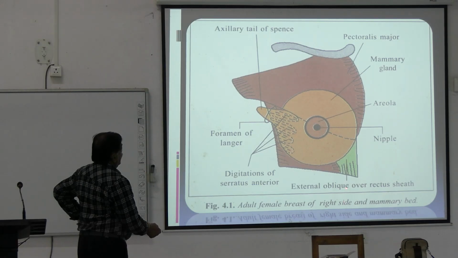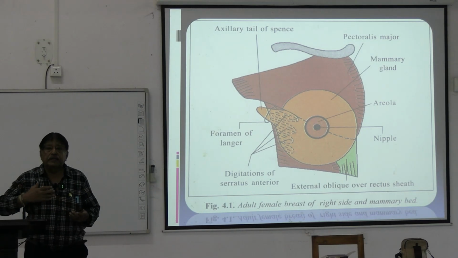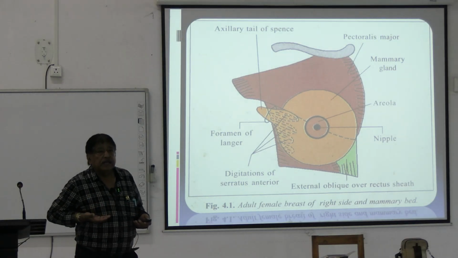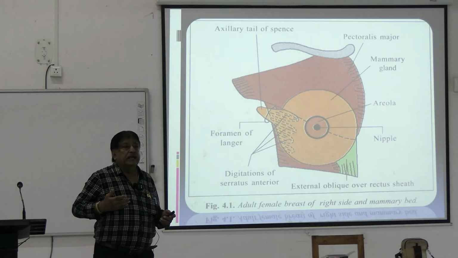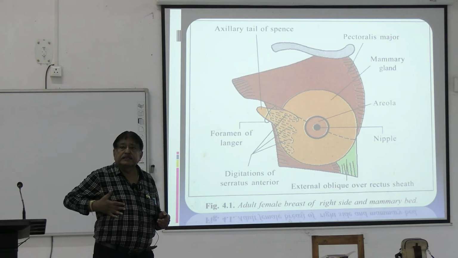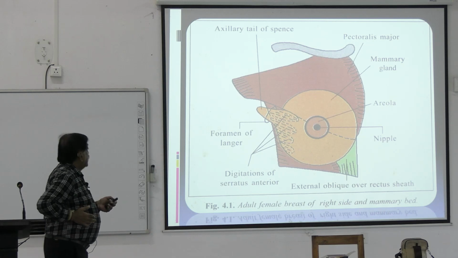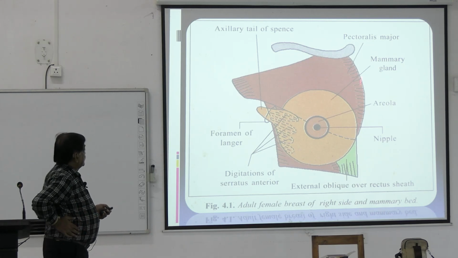External oblique over the rectus sheath and digitation of serratus anterior. You can see the digitation of serratus anterior. When you open, you just lift up the breast in a dissected body, you will see the serratus anterior digitation and also the pectoralis major muscle.